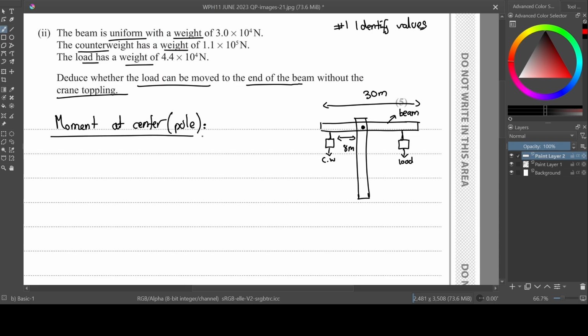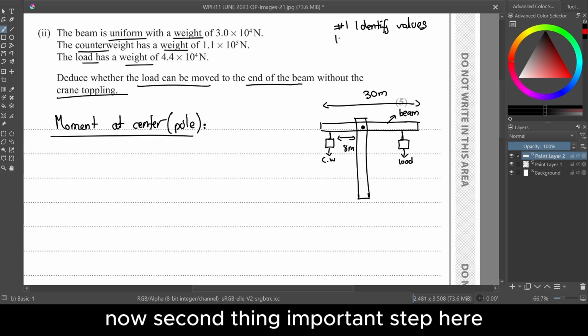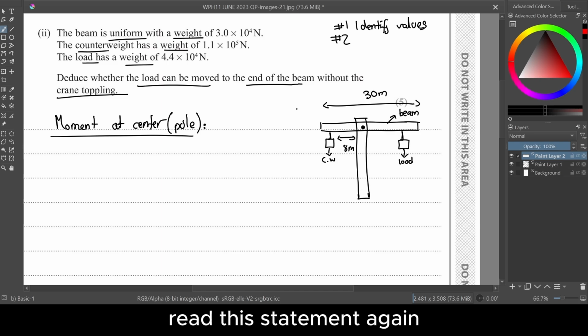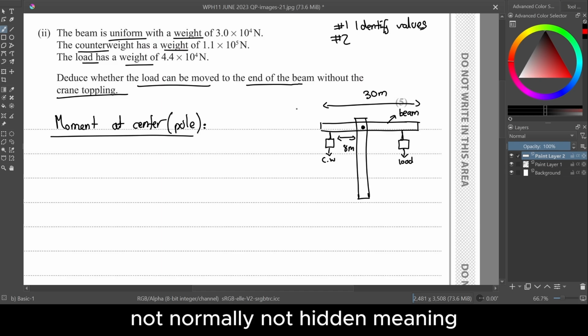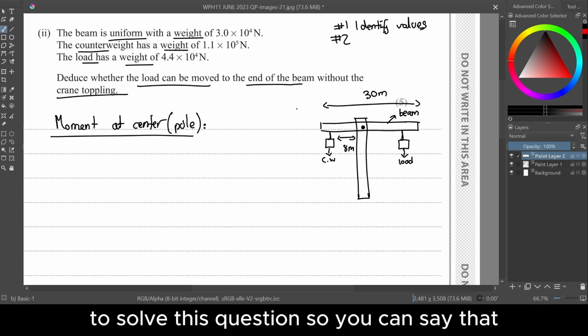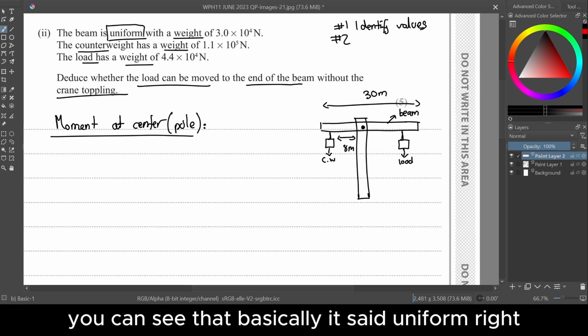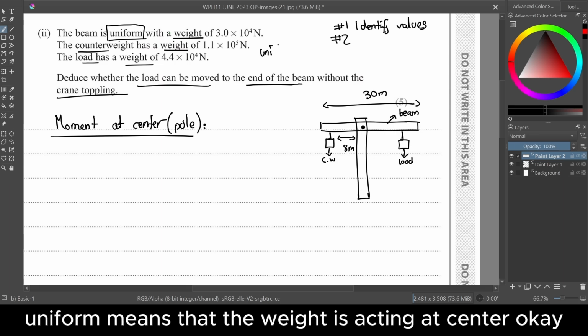Okay, so 8 meters is from center to counterweight, right? Now the second important step here: read the statement again and identify if there is anything useful that we can use to solve this question. You can see that it says uniform, right? That's why I also highlighted uniform. Uniform means that the weight is acting at the center.